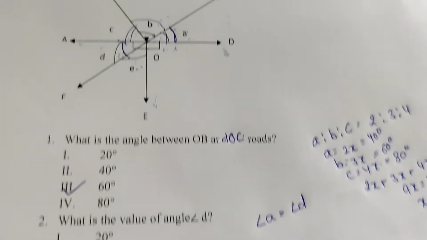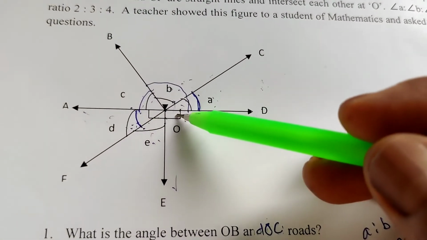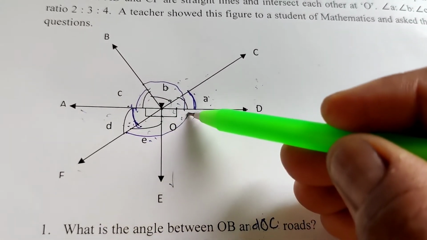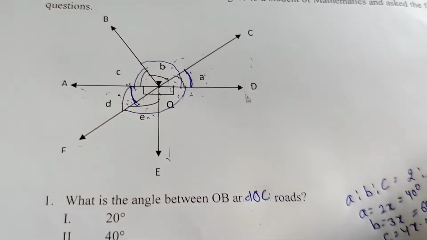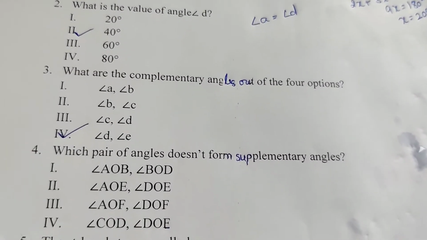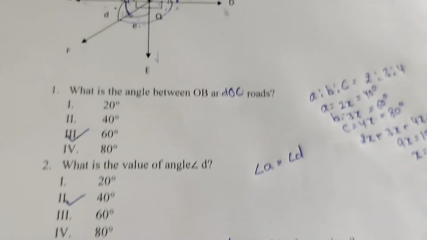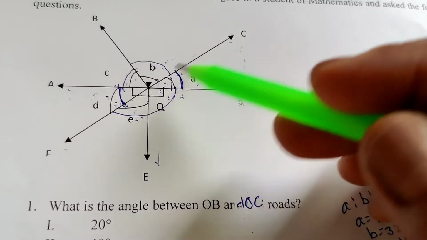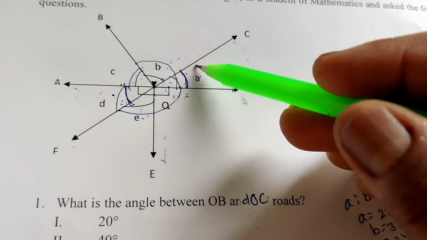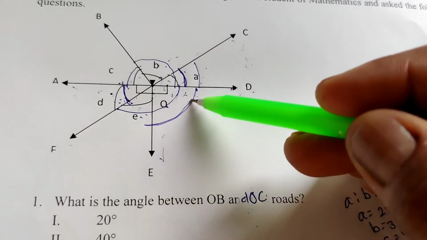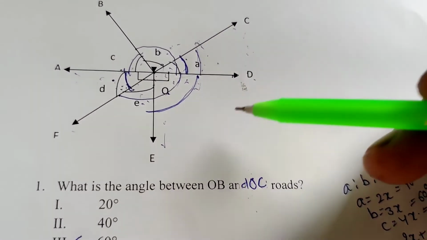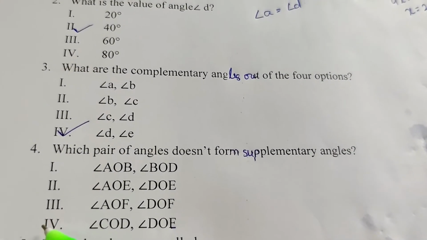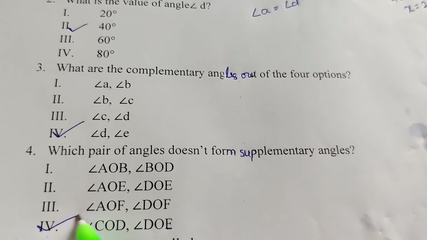AOF and DOF. AOF is this angle and DOF is this. Also the sum is 180 degrees. And the last option, COD and DOE. These two angles are not forming a straight line. Therefore, these angles are not supplementary angles. This pair is not forming a supplementary angle.